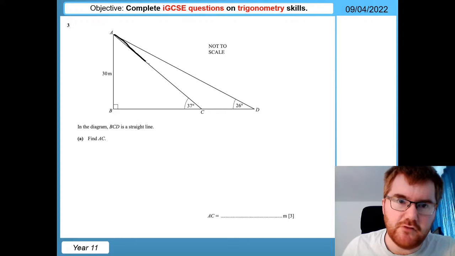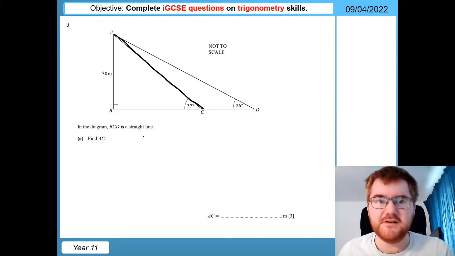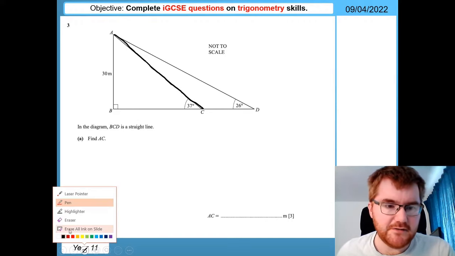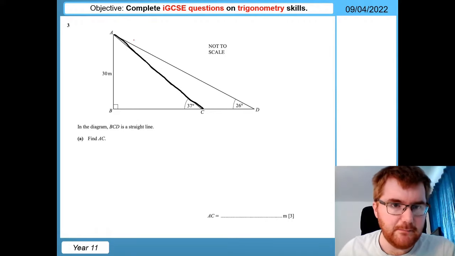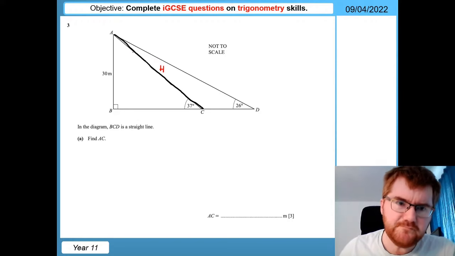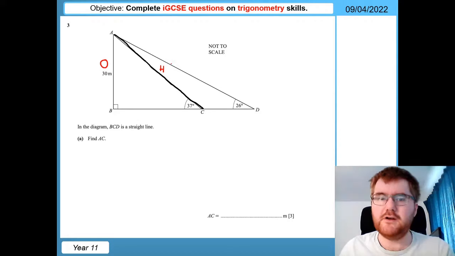So notice we've got a right angle triangle, so SOHCAHTOA should be in your mind. The first thing we're going to do is label those sides. This side I've just done in black here is the hypotenuse. This here is the opposite the angle. And now I think SOHCAHTOA.